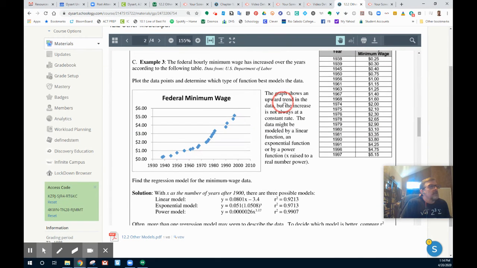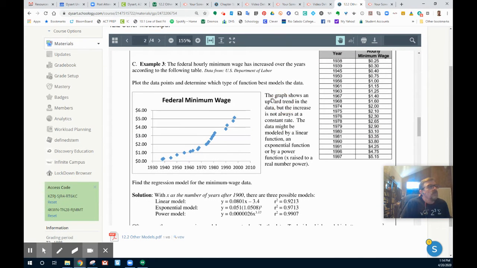We're looking at the model for federal hourly minimum wage from the years 1938 to 1997. So as you can see, it increases, but not at a constant rate. So we can't use a linear function. It's either going to be quadratic or exponential. Since we've already done quadratic, we're going to do exponential. So here we go.